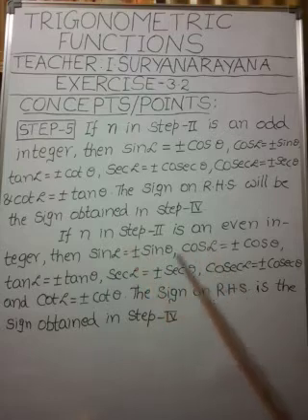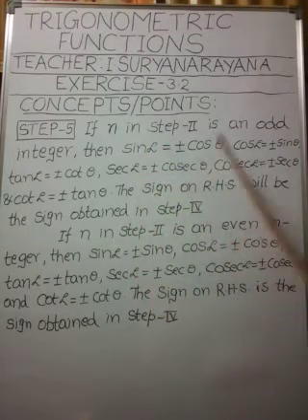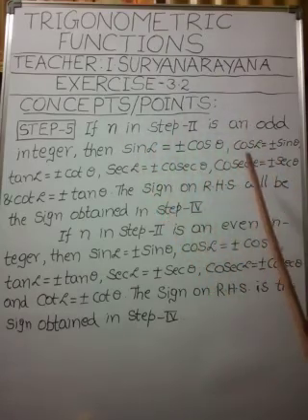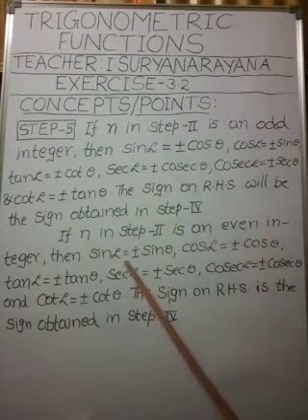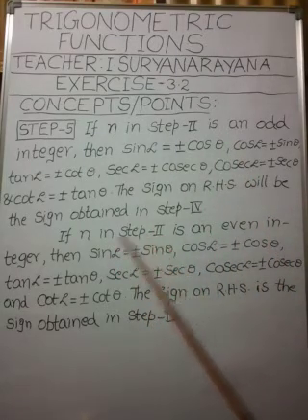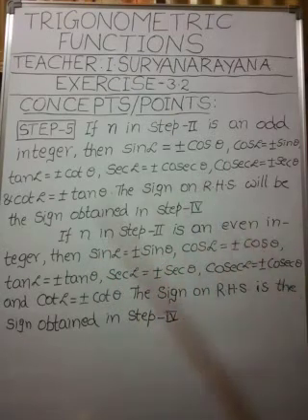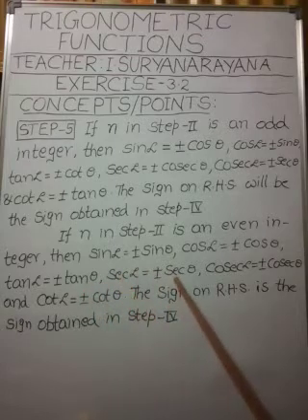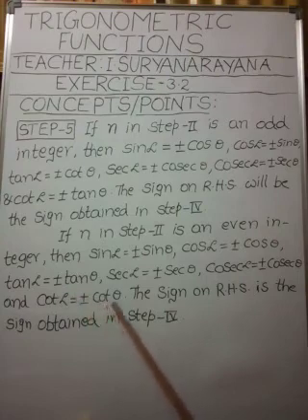Did you observe the difference between this case and this case, my dear children? Here, if n is odd, then trigonometric ratios change. Whereas if n is an even integer, then trigonometric ratios do not change. See, here sine, here also sine. Here cos, here also cos. Trigonometric ratios are not changing. Secant, here secant. Cosecant, here cosecant. Here cot, here also cot.